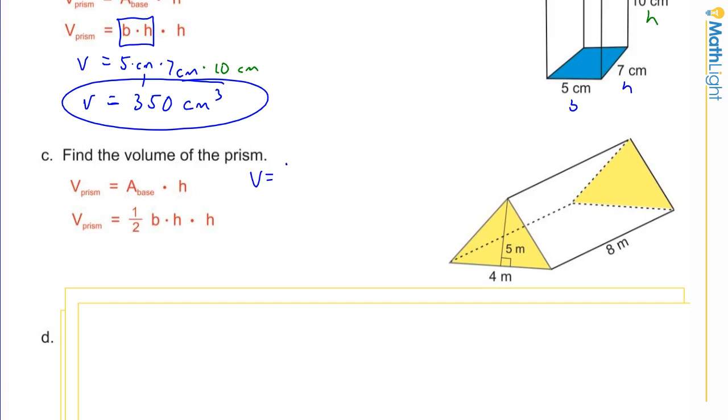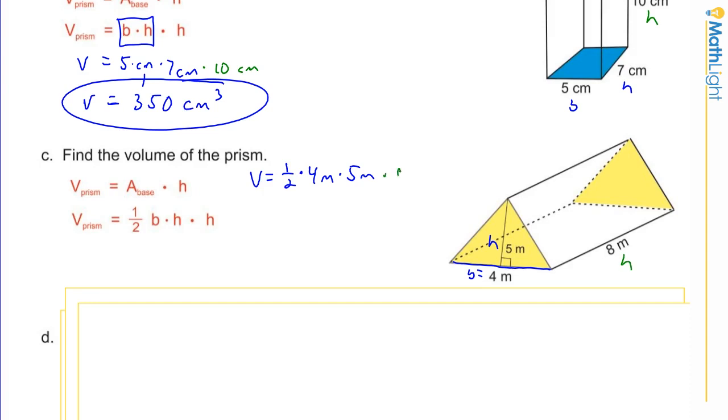So volume, there's my half. What is the base of my triangle? Do you see how it's the 4 meters? All right, so 4 meters. What's the height of my triangle? Do you see how it's the 5 meters? Okay, and now times the height of the whole prism.